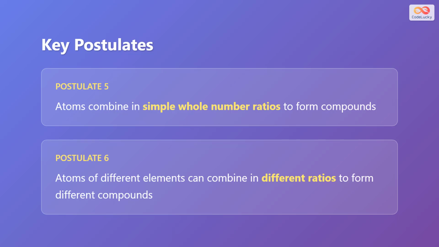Now we come to postulates 5 and 6. Postulate 5 states that atoms combine in simple whole number ratios to form compounds. For instance, water is formed when two hydrogen atoms combine with one oxygen atom, giving us a ratio of 2 to 1. Postulate 6 explains that atoms of different elements can combine in different ratios to form different compounds. The same elements can create entirely different substances depending on how many atoms of each element combine.